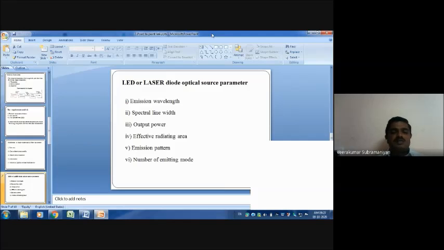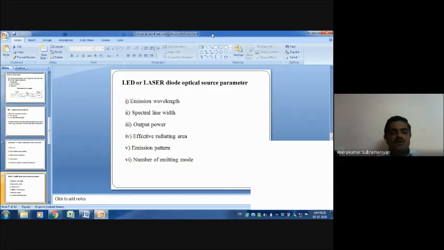Then emission pattern. Coming towards the light emitting diode, it produces a Lambertian pattern of signal. We are all familiar with this. Lambertian pattern in the sense it produces uniform output in all the directions. That is called the emission pattern or Lambertian pattern. If you take a laser, it produces monochromatic light, so it produces a single wavelength. Because of that, it can travel long distance. Such kind of consideration is called emission pattern.